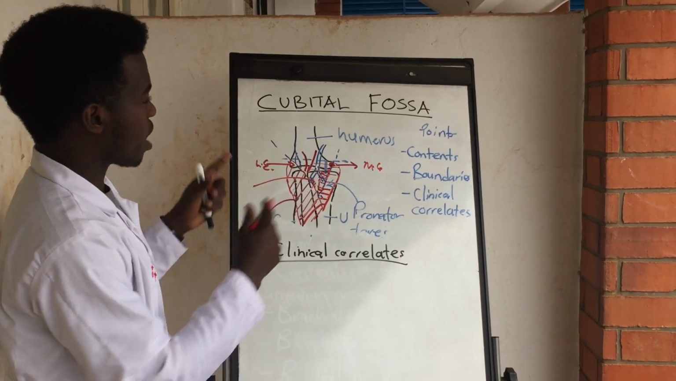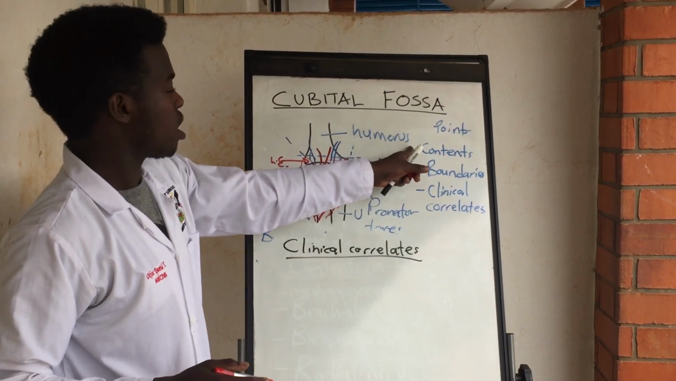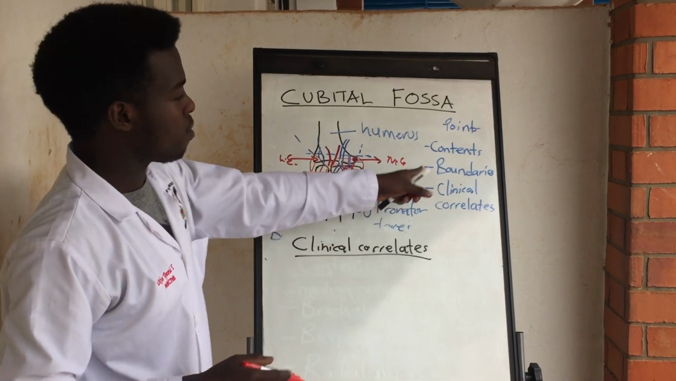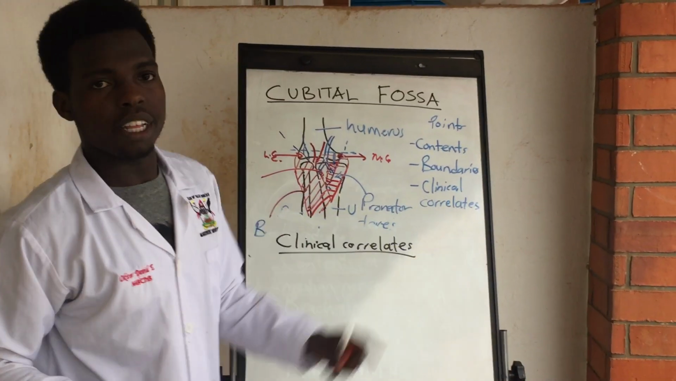So basically, we've looked at the cubital fossa, we've looked at the contents, as you've shown here. We have looked at the boundaries and the clinical correlates.